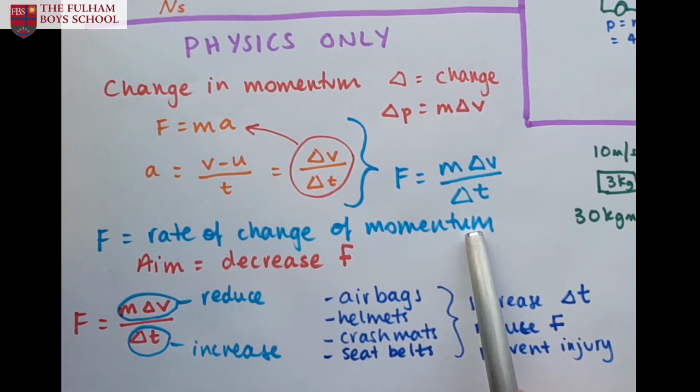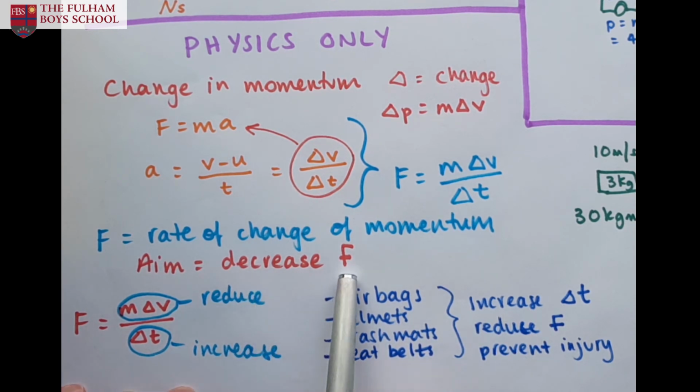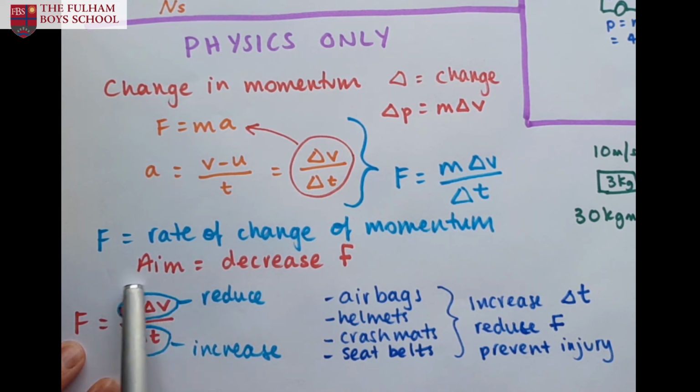Now, in collisions or accidents, the idea is that we want to decrease the force. The force is what hurts you, what breaks your bones, what knocks you out. So you want to decrease the force. So if force is mass times change in velocity divided by change in time, we need to reduce the numerator or increase the denominator. Now, reducing the numerator is all very well, but if you're falling out of a plane, you can't change your mass, you can't change your change in velocity. We can increase the time taken for the fall, though. Sorry, the time taken for the impact.